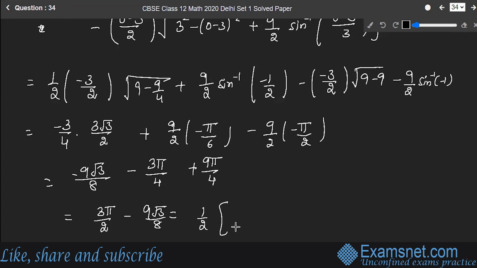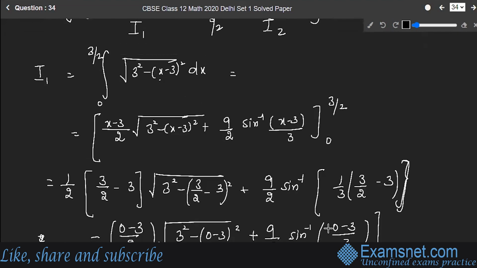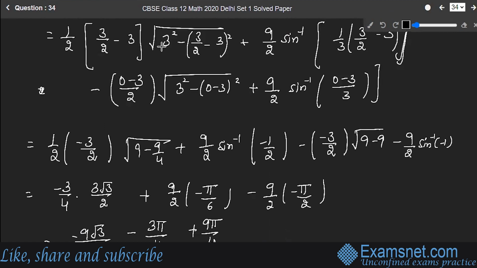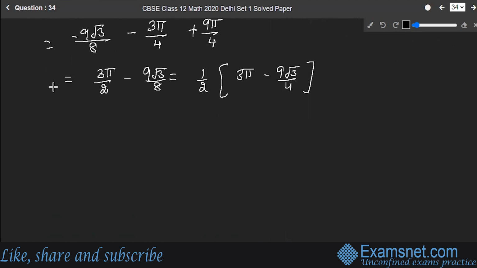I'll take the 1 by 2 outside. 3 pi minus 9 root 3 upon 4. So this is the integration for this one. Okay. The sum is not tough. Actually, the calculations only are the lengthy ones. Okay. Now I'm going to find I2.